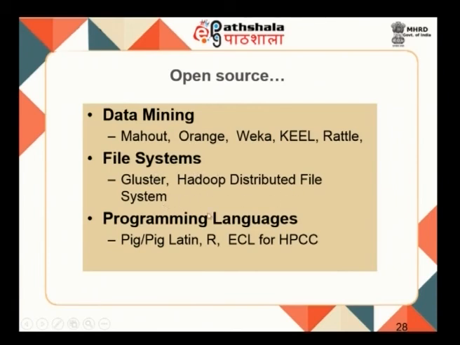Then we have file systems like Gluster and the Hadoop Distributed File System. The Hadoop Distributed File System is the underlying file system related to Hadoop. Then we have open source programming languages like Pig Latin, the R language, and ECL for the High Performance Computing Cluster environment. So, these are the various open source tools or platforms that are currently available for analytics, for holding big data, and also for visualizing the results of analytics.